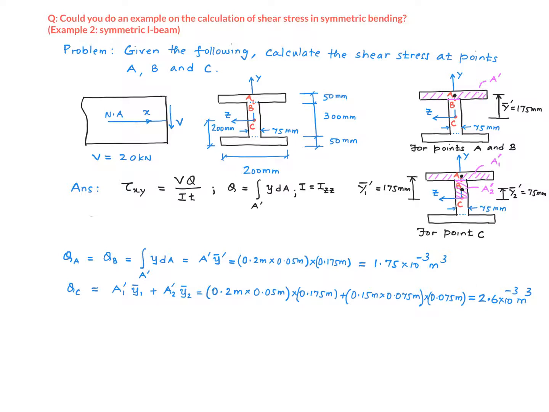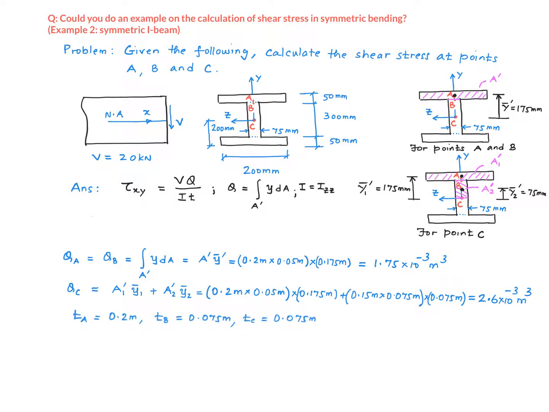For point C, we have to use the idea of the composite section to deal with this shaded part, because this has two rectangles in there. So we'll divide this along this line into two sub-rectangular sections. This part right there, the flange, and half of the web. Q_C then is A1 prime multiplied by y1 bar prime plus A2 prime multiplied by y2 bar prime. Here are the details of the calculation, fairly easy to follow, so I'll let you follow through.